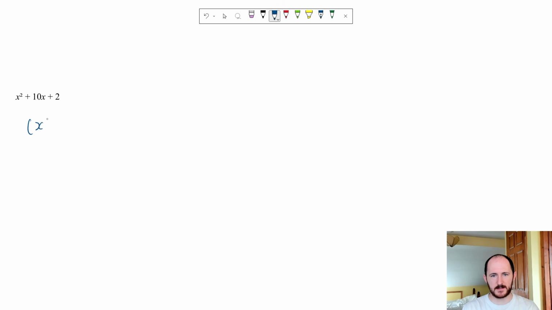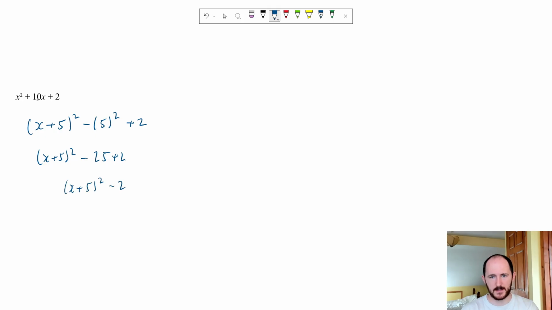One more, again, maybe pause the video and have a go at doing it yourself. You have x plus 5, because again it's half of that coefficient, squared, minus the exact same coefficient again squared, and then the 2 is just on the end. Expand those brackets, and then simplify, and you're done.